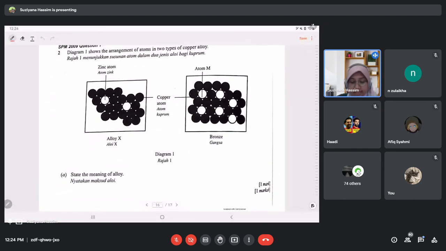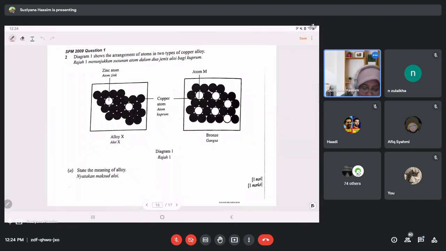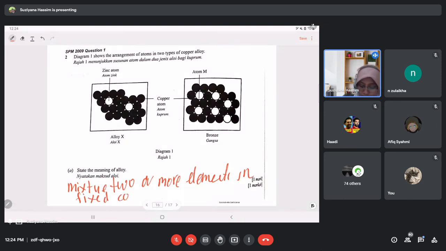Alright, alloy. What does alloy mean? Mixture of 2 or more elements in a fixed composition, in which the major component is a metal. Alloy: a mixture of 2 or more elements in fixed composition, which the major component is a metal.